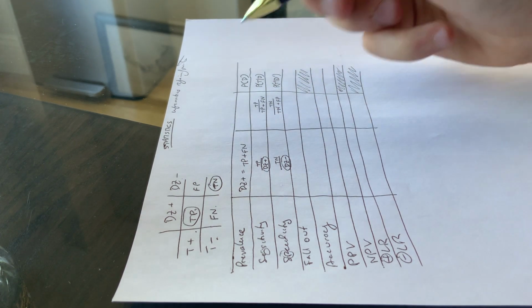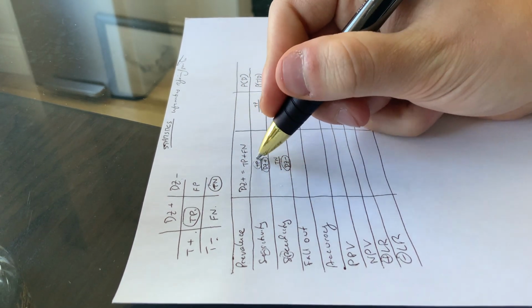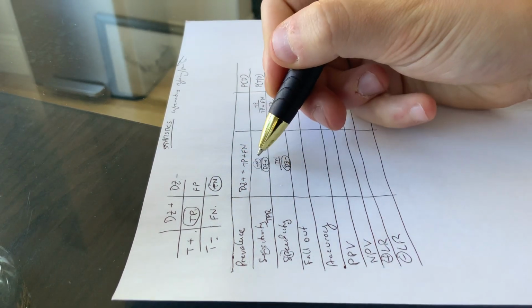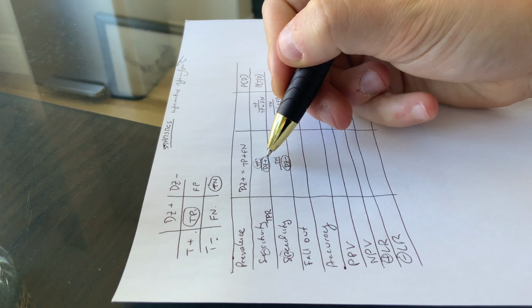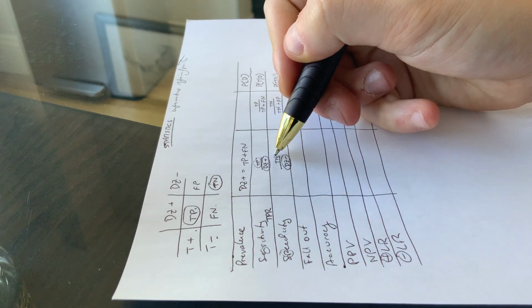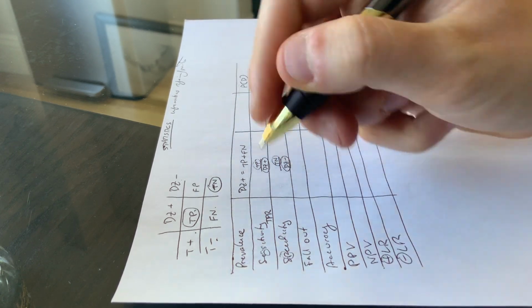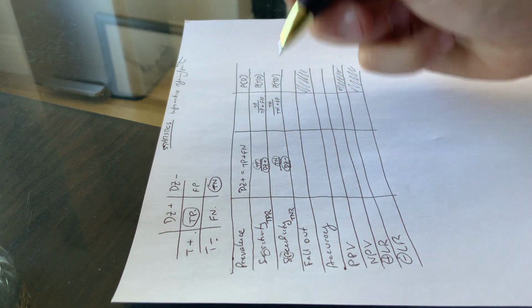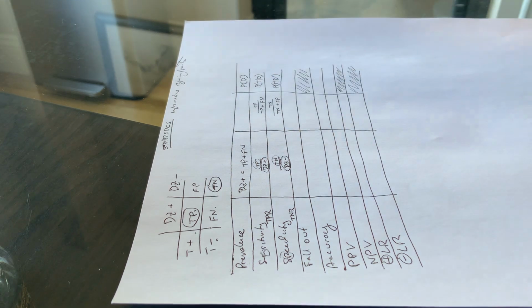Because sensitivity has this true positive on the top, it is also known as the true positive rate, because it's those who actually test positive of those who have the disease. Specificity, because it has a true negative on top, is also known as the true negative rate, because it's those who test negative from those that don't have the disease.